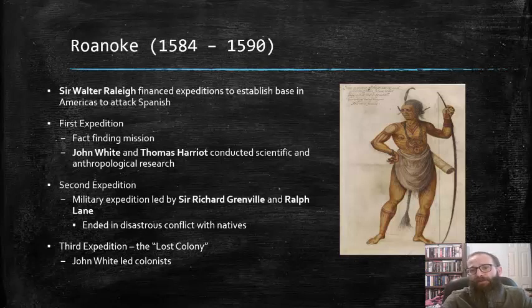And really, you see here an example of one of John White's watercolors that he made. He made hundreds of these, documenting the Native Americans in the region. And really, White and Harriot's research and the information that they brought back with them still stands to this day as some of the most important documentation of American Indian life and culture in the region prior to European contact.